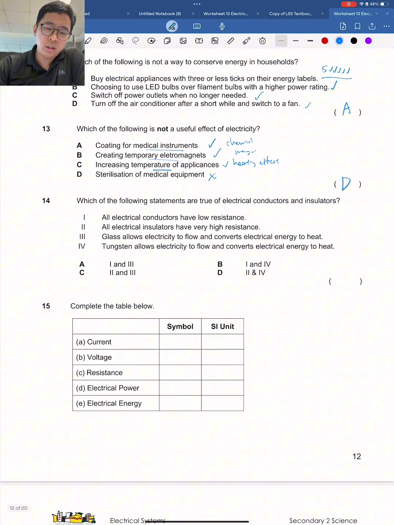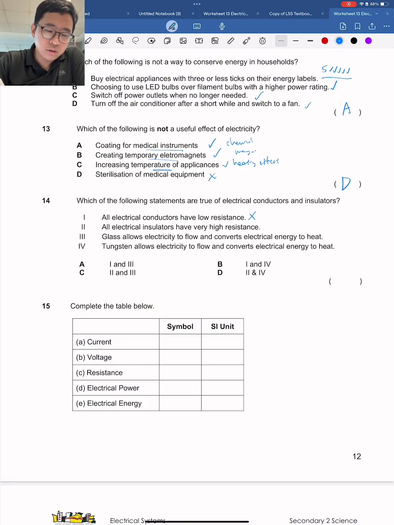Okay, which of the following are true of electrical conductors and insulators? All electrical conductors have low resistance. This is wrong, okay? There are some electrical conductors that have high resistance, so things like your tungsten light bulb, right? It has a high resistance so that it can get hot and then emit light. So this is not true. Relative to insulators, they have low resistance, but among conductors, there are also low resistance to high resistance.